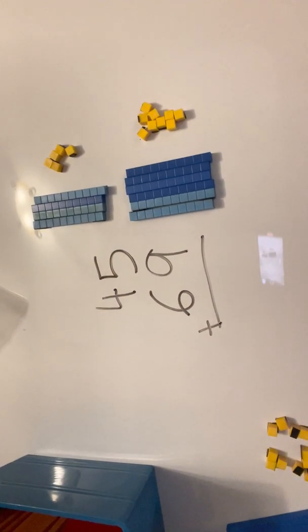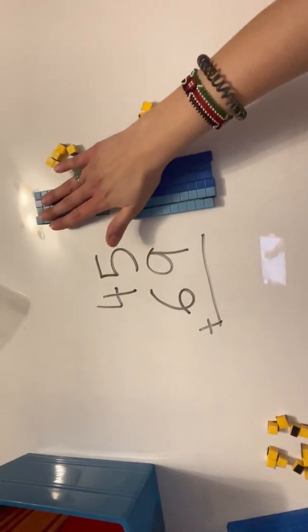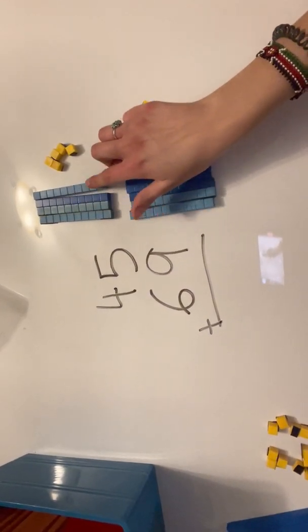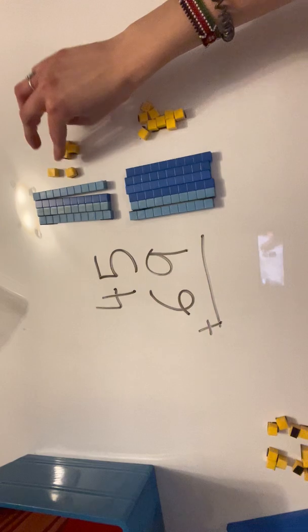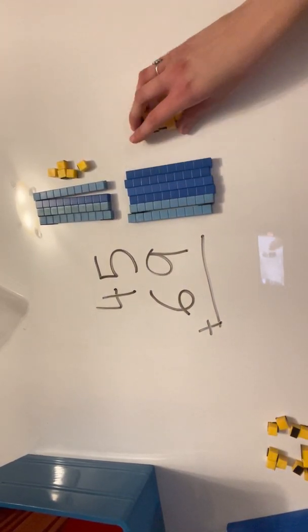Talk about addition with regrouping. So I have my two numbers here that I'm adding, and I have them shown here with my blocks. So I have 45: 10, 20, 30, 40, and then 41, 42, 43, 44, 45. And then I have 69. I have 6 tens and 9 ones.